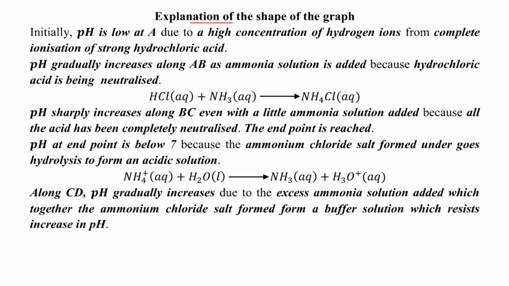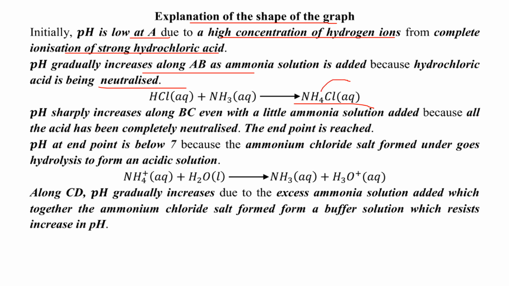Let's look at the explanation of the shapes of our graph. Now initially, just like I've been explaining, pH is low at A, and this is due to the high concentration of hydrogen ions from complete ionization of the strong hydrochloric acid. Now pH gradually increases along AB because ammonia solution being added reacts with hydrochloric acid and they get neutralized by forming a salt of ammonium chloride.